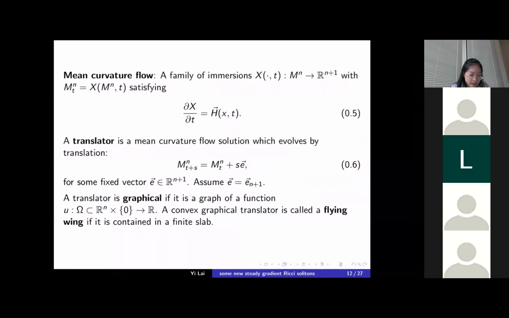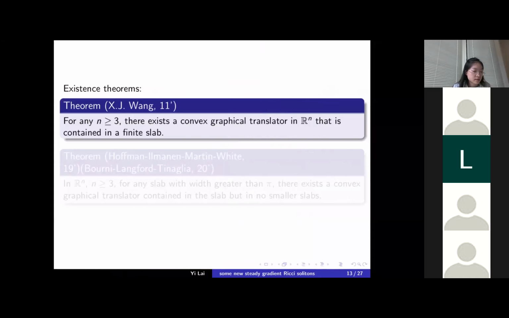And so now we can talk about what a flying wing is. A flying wing is a convex graphical translator if this function u is defined in a finite slab. So the domain of this function u, whose graph is a translator, is contained in a finite slab, and then it is a flying wing. I'm going to show you the picture in the end.